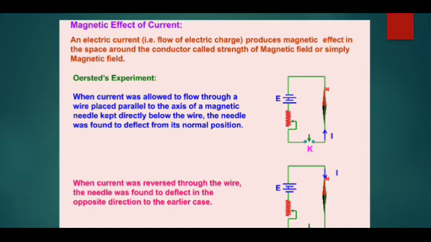Just see this. The direction of current here is from south pole to north pole, that means positive to negative. You can see the deflection. And at the same time, when the current flows in the opposite direction, you can see the deflection. So this is the magnetic effect of current, right? That means when the current flows through the conductor, a magnetic field is produced around the conductor. When you change the direction of current, the magnetic field direction also changes, right?